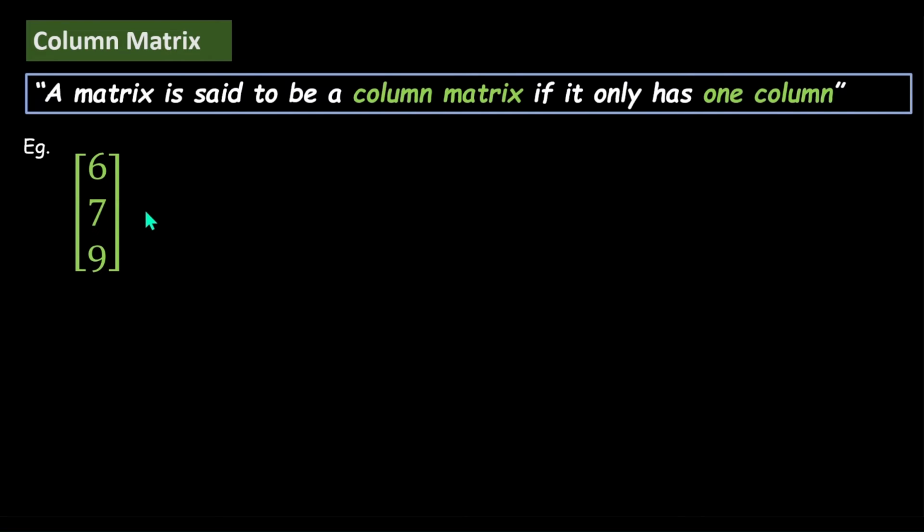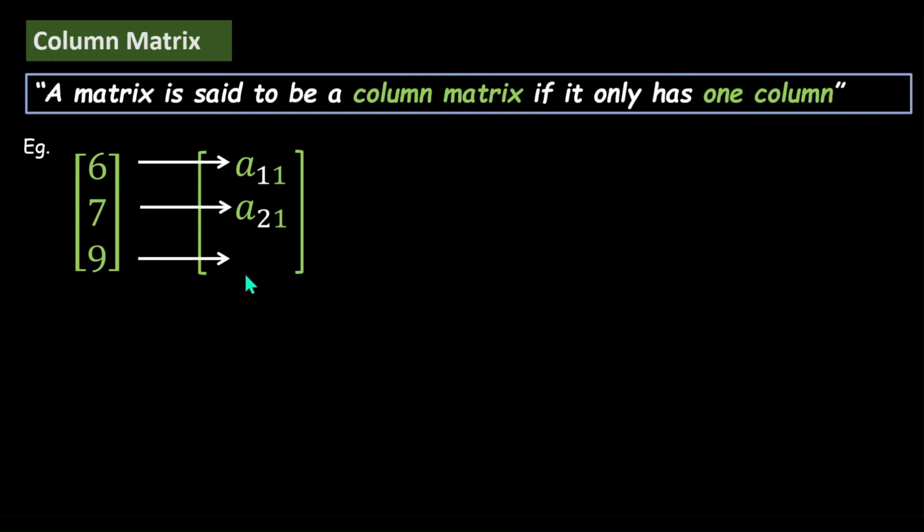And if you want to generalize it, if you want to write it in a general form, say a column matrix A with elements: 6 can be written as A11, where this 1 stands for the row number, which is the first row, and this 1 stands for the column number, which is the first column. So 6 is in the first row and the first column. And a_ij is any general element of the matrix A. So 7 can be written in a similar way as A21 because it's second row and first column, whereas 9 can be written as A31 because it is third row and first column.